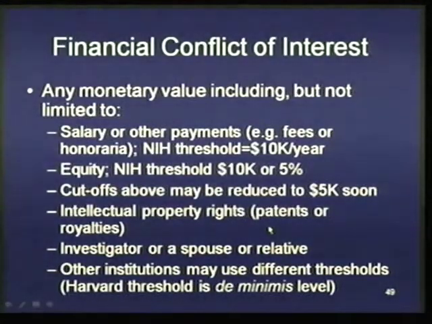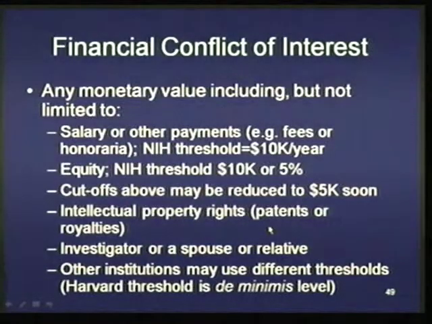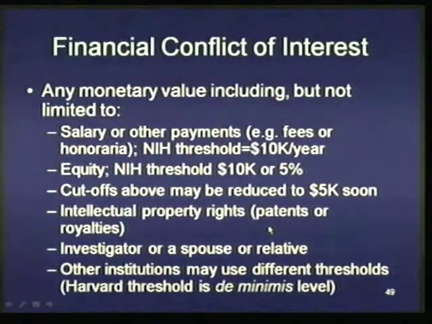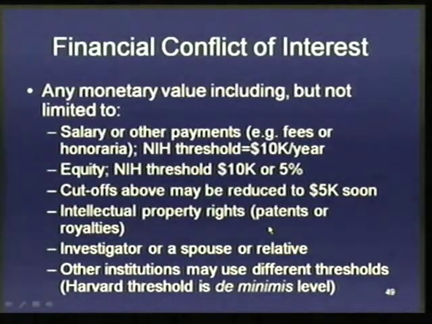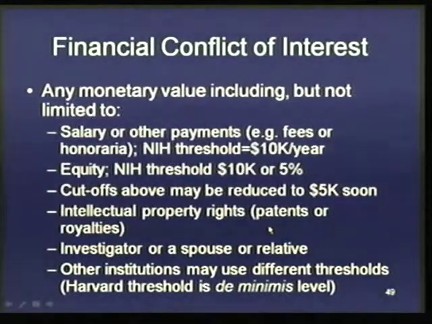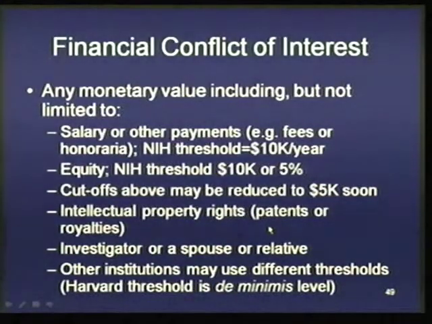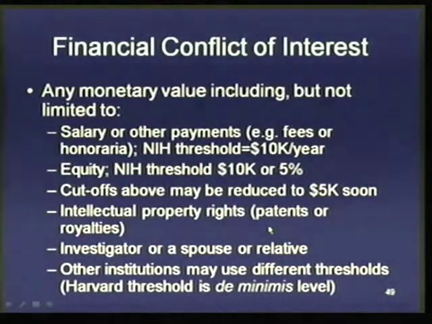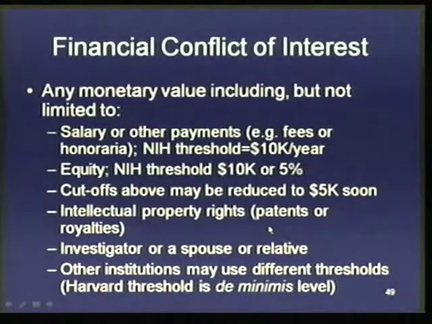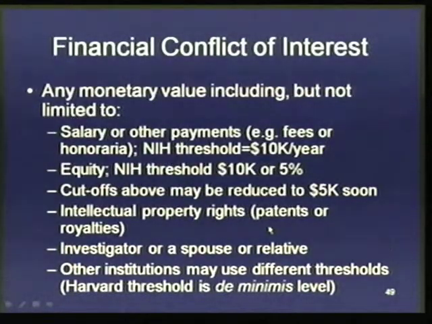Because the idea being it's such a significant percentage that even if it's not worth anything, it might bias me, because it might be worth nothing now, but boy, if this thing turns out to work, it might be worth something someday. So one thing you should be aware of, these cutoffs are going to be changing. There are currently hearings going on at the NIH, and they're considering reducing this level to $5,000. So that will be a change that will probably go into effect.